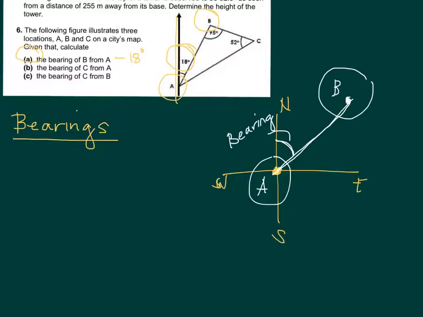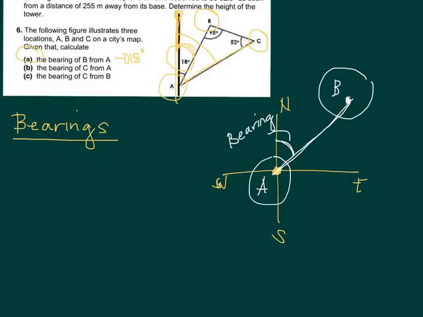Now, for convention, bearings are written by using three digits. So 18 can be written as 018. Okay, so just need to put another 0 before 18. Now the next thing that we need to find is the bearing of C from A. So still the reference point is A. So the bearing of C from A, again, is the angle measured from the north. So this is your north axis to the line connecting A and C.